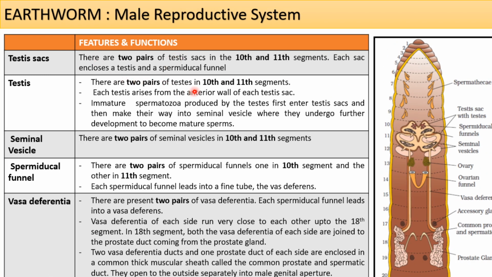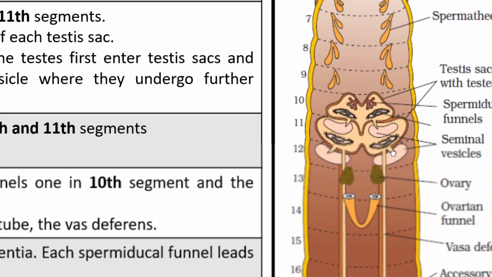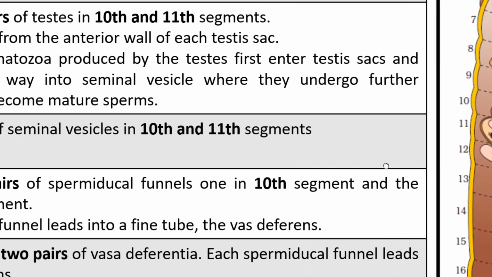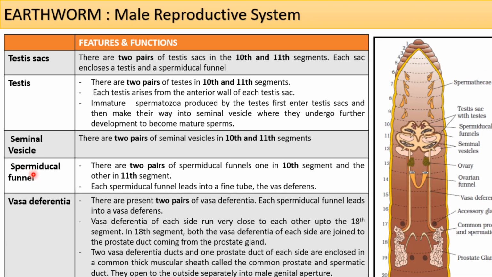So two pairs of testes, four of them, two pairs of testis sac, 10th, 11th, ठीक है. Immature spermatozoa produced by the testes will first enter the testis sac, then make their way into the seminal vesicle. Two pairs of seminal vesicle again in 10th and 11th, right? थोड़ा सा zoom करते हैं, can you see the label of seminal vesicle? लेकिन उसके पहले we have got the spermiducal funnel, two pairs of funnels, one in the 10th and one in the 11th.